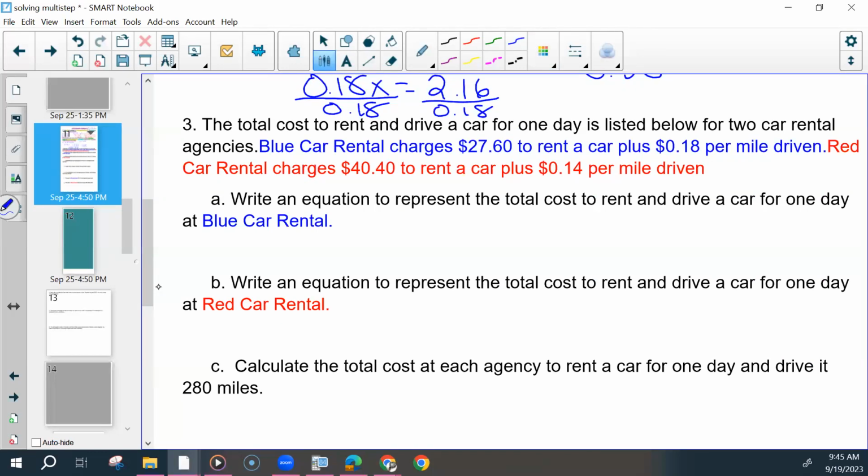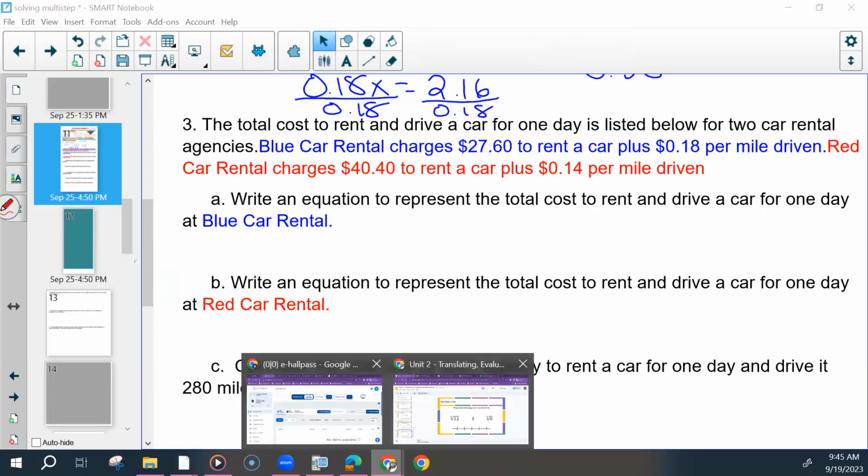Notice that blue car rental, it has your numbers here. Red car rental, it has your numbers here. A is just for blue car rental. B is just for red car rental. Because you're looking for total cost, you can just say equals total. You don't have to put a variable for that, just equals total. Because you'll be solving for that.